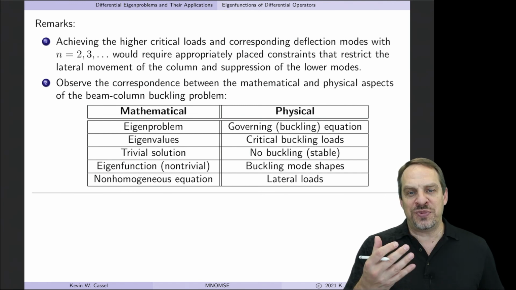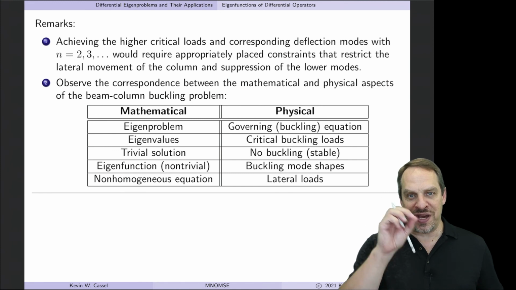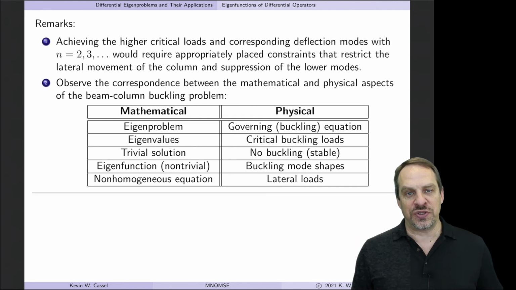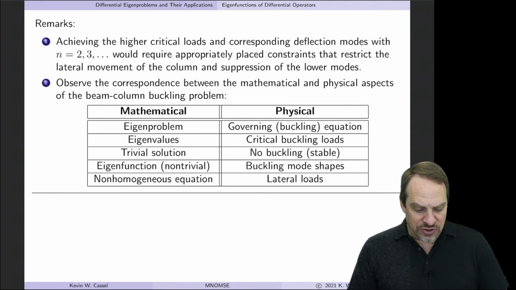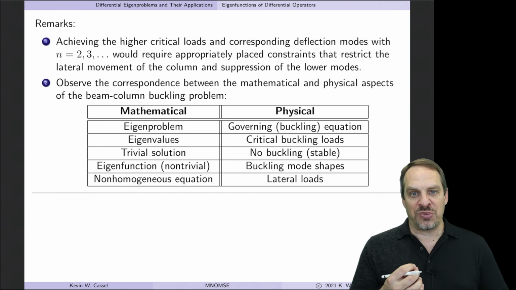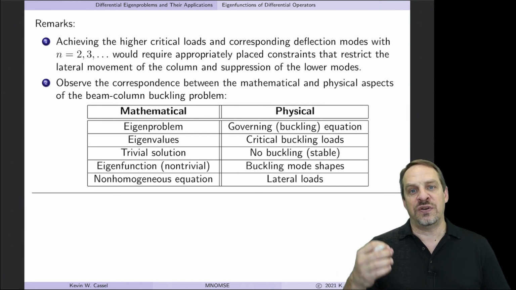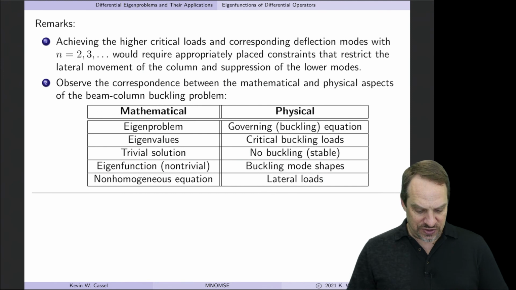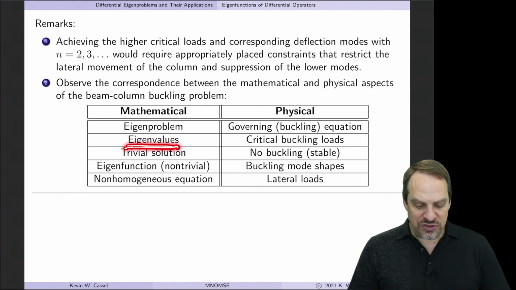Now to wrap up this example, what I'd like to do is focus on the mathematical as well as the physical aspects, and show how they correspond to each other. We've mentioned all these along the way, but just to put them in one place and to emphasize the point even more strongly. So the eigenproblem itself, in this case a differential eigenproblem, governs the stability, in this case buckling, of our beam column. So as always, the algebraic or the differential eigenproblem governs the stability of our discrete, or in this case continuous, system. The values of the eigenvalues themselves correspond to the critical buckling loads.